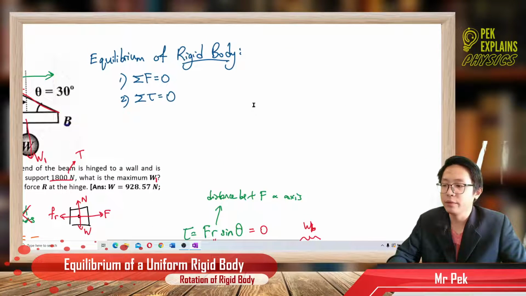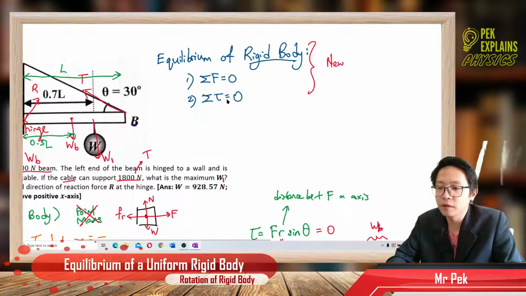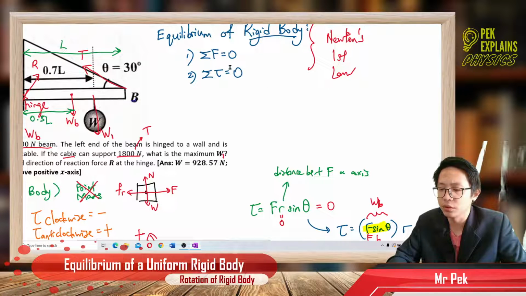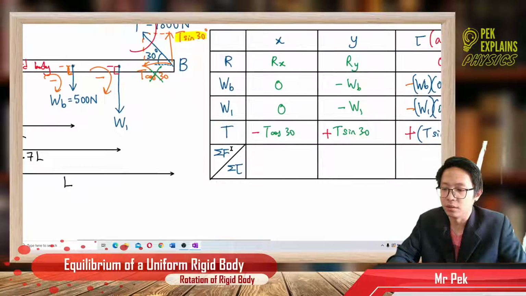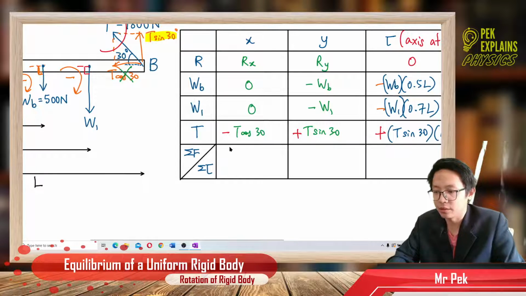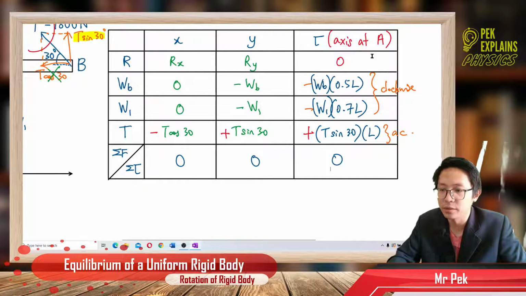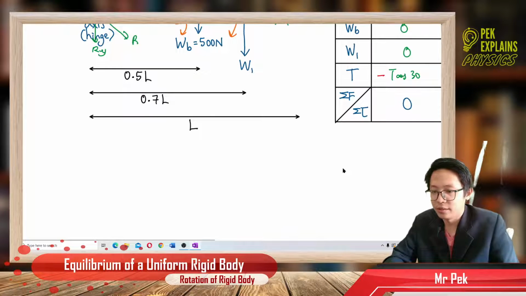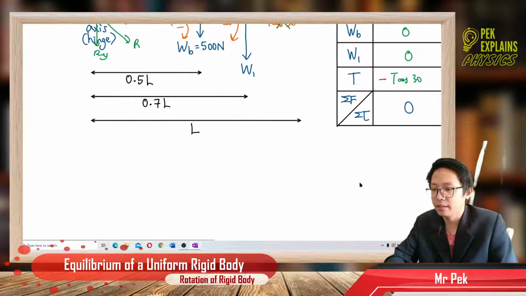Then we use Newton's first law. Equilibrium is Newton's first law: total force equals 0, and total torque equals 0 because this object is static. So total Fx is 0, total Fy is 0, and total torque is 0. Now we do the rest, starting with the torque.